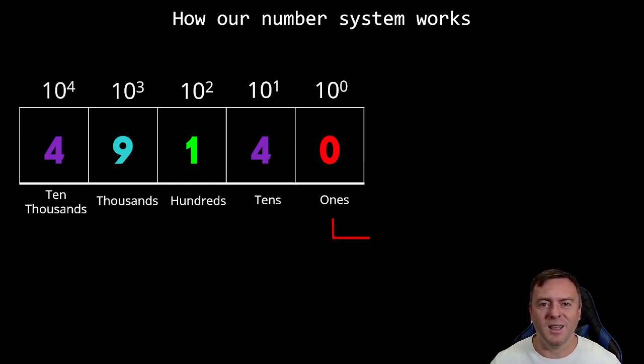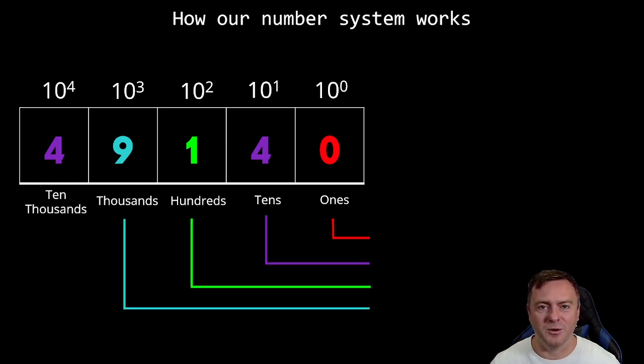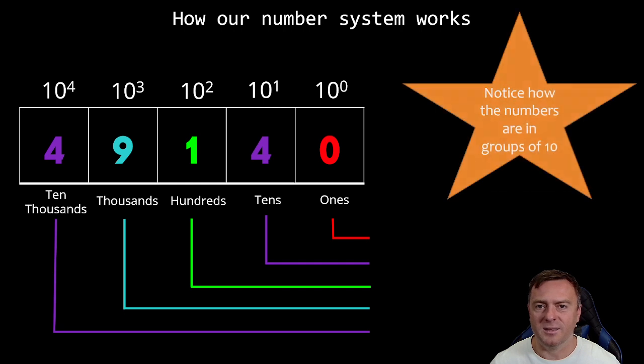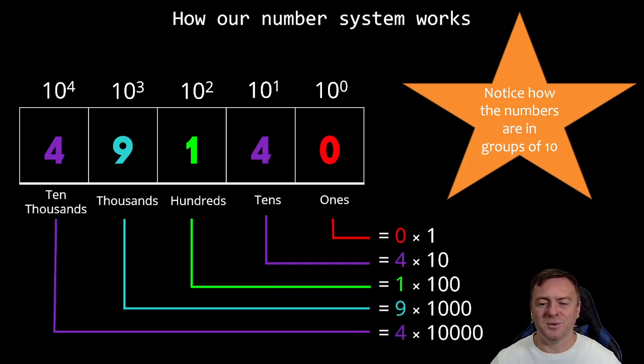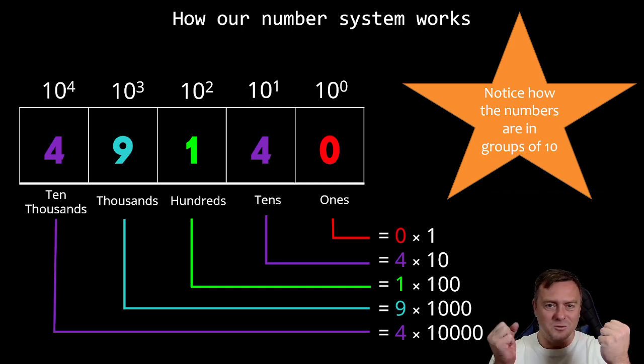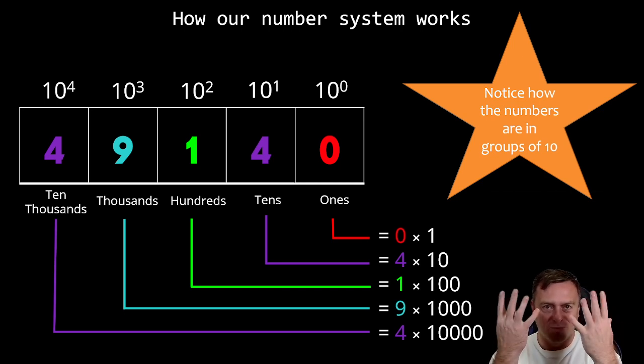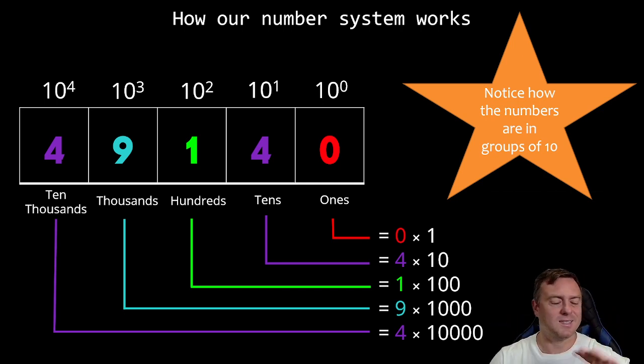So then, if we unpackage that, what happens is, if we group all these things down, they're all in groups of 10. So this is the same as 0 times 1. This is the same as 4 times 10 with the tens column. The 100 is the same as 1 times 100, 9 times 1,000, and then 4 times 10,000. And then what we do as humans is we add all those together because we can count in groups of 10, and that's really familiar for us to understand that each part of that sort of links together.